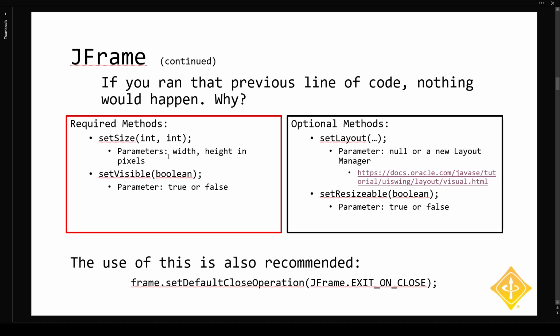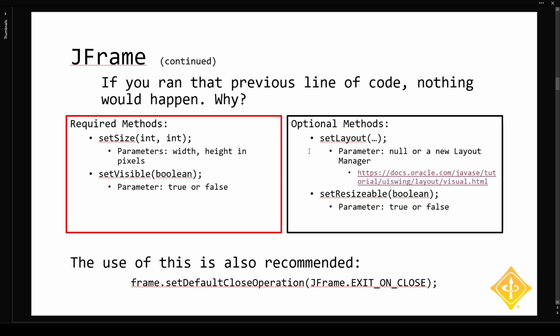So setSize takes two parameters, which are two primitive ints, the width and the height of the frame in pixels. setVisible takes a boolean, which is true or false. By default, it is false, so if you don't set visible to true, you will never see your frame.